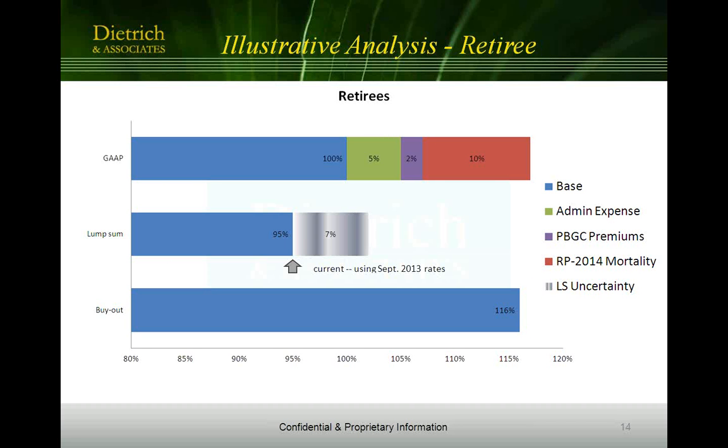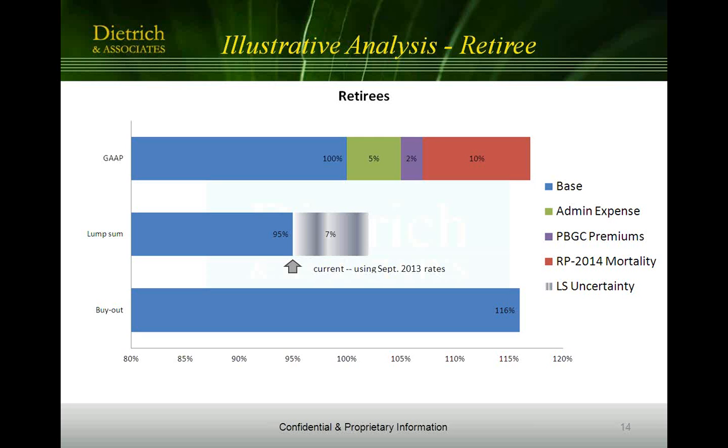Moving on to the next slide. One of the strategies above is to offer term vesteds and actives lump sums and purchase annuities for the retirees. This has been a common strategy in the market, and Andy's going to take you through the comparison of these strategies. Thank you, Mark.